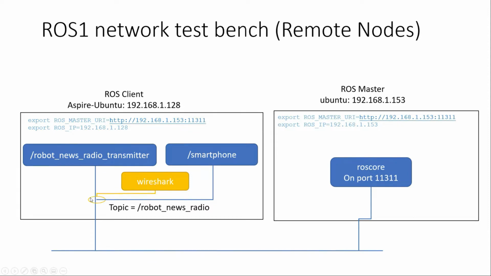Otherwise, I set up Wireshark on the ROS client. It won't see traffic that's just happening on the ROS master, but I don't think I need to see that. But it will see internal traffic between the nodes on the client, as well as traffic going out onto the network where it is talking to the ROS master. So that should tell me just about everything I want to know about what's talking to what. And let's try executing this and see what it looks like.